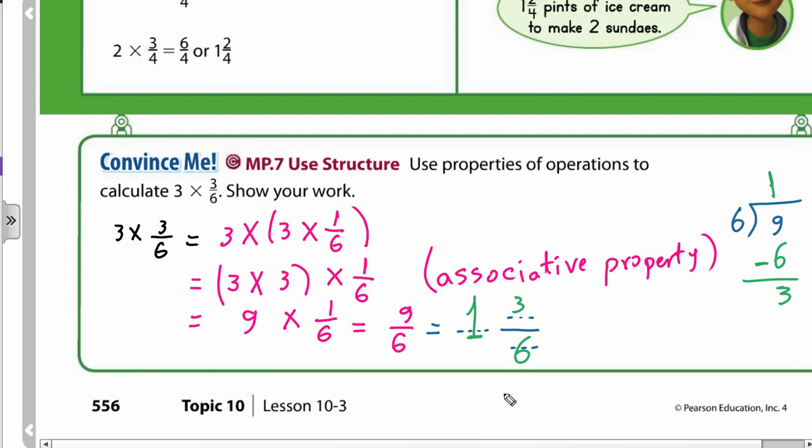9 divided by 6. Oh. Mister, I already sent it in chat.